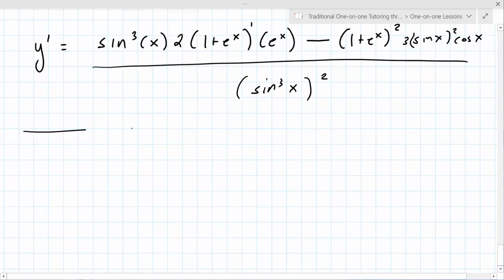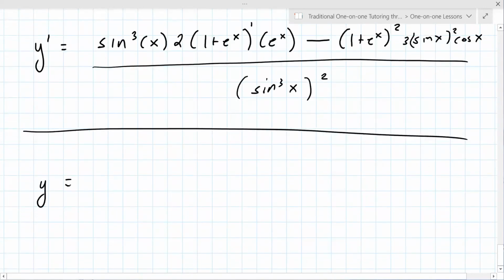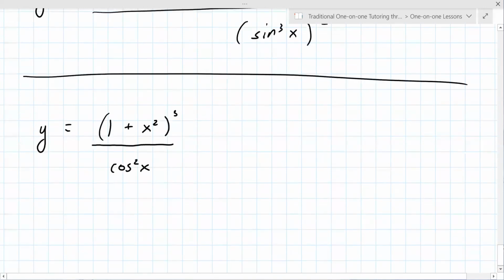Okay, so let's have you try. I'll have you try it. It's a little bit nicer, but let's go with 1 plus x squared, cubed, over cosine squared x. Why don't you give this one a try, please?